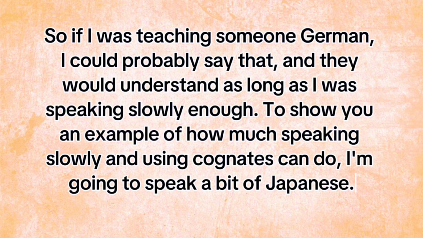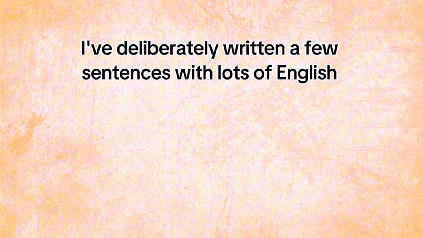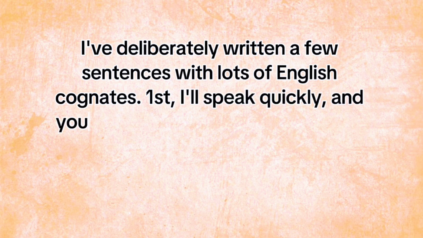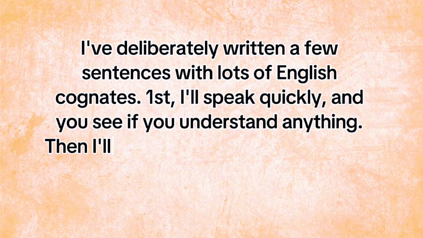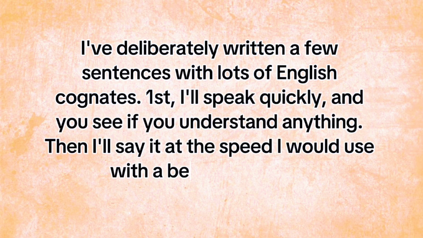To show you an example of how much speaking slowly and using cognates can do, I'm going to speak a bit of Japanese. I've deliberately written a few sentences with lots of English cognates. First, I'll speak quickly, and you see if you understand anything. Then I'll say it at the speed I would use with a beginner learner.